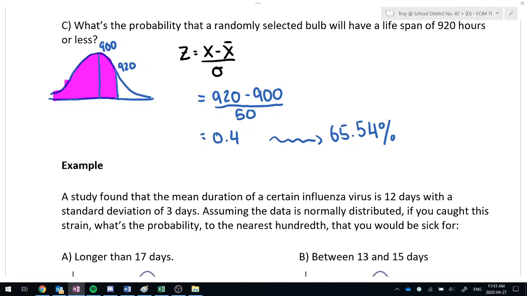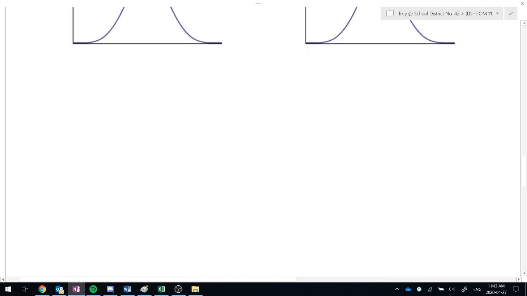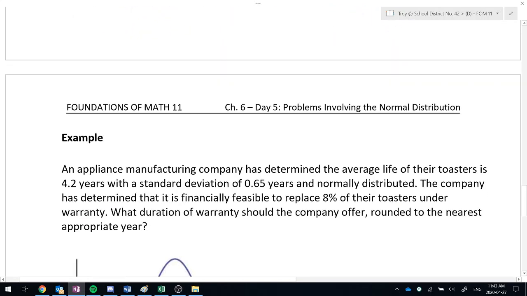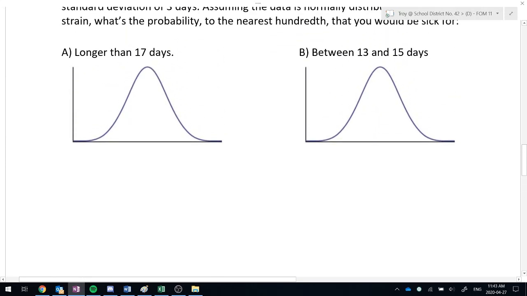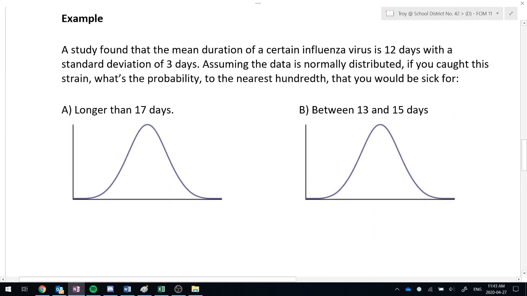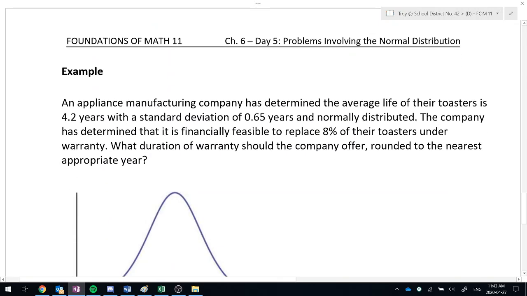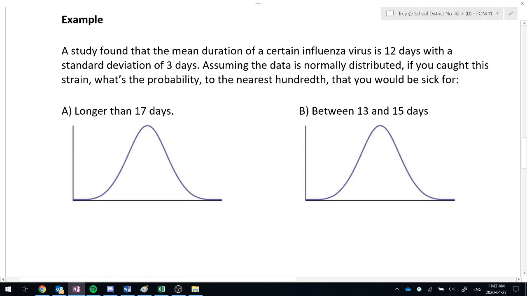Okay. Let's see. Do I want to do these questions? Sure. I'll do this question, and maybe I'll leave this question for you guys to do next week. Or I'll do it with you next week.